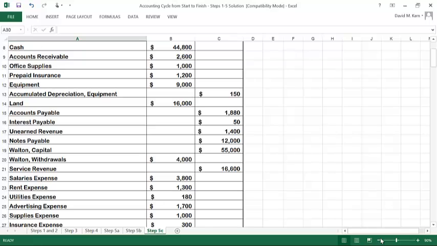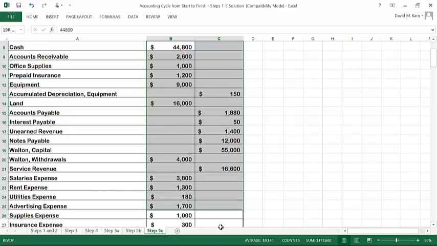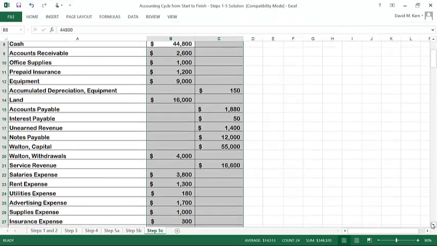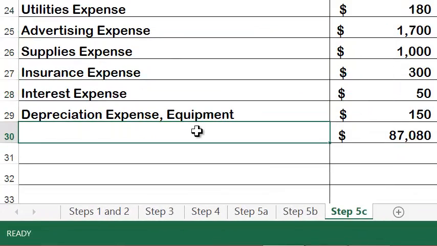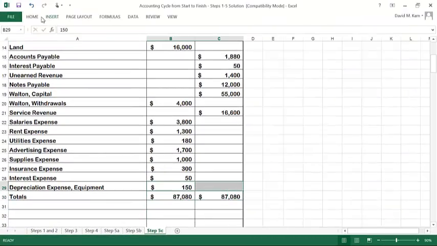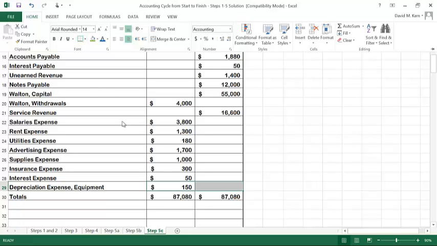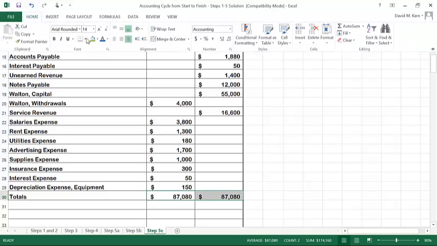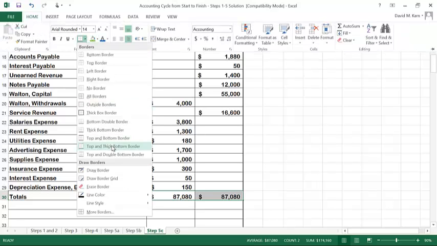Down one more notch here. Okay, so let's total this up. We go here, we sum, and we hope we come out equal, and we do. $87,080 is our total debit column and credit column. Let's put a dark line up here so we know that we're equaling that up. And we also want to do a double line underneath our adjusted trial balance totals.